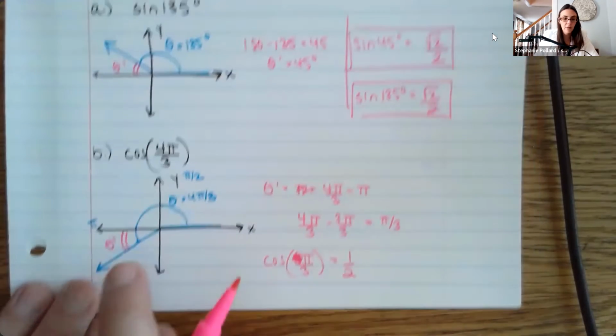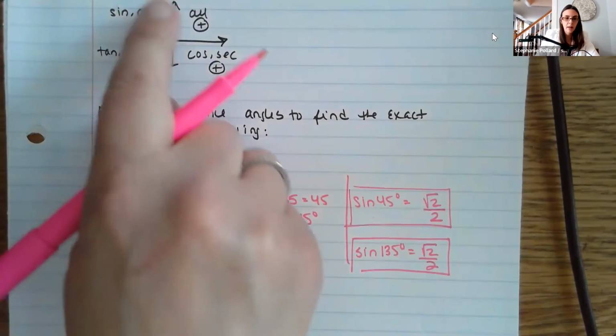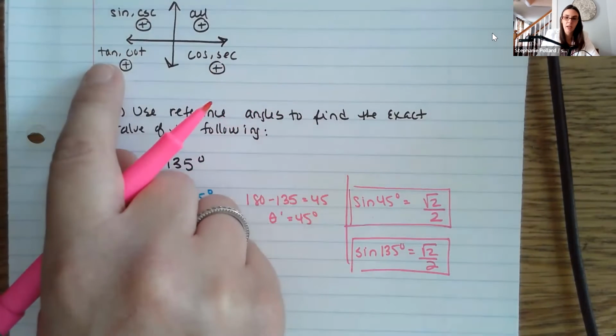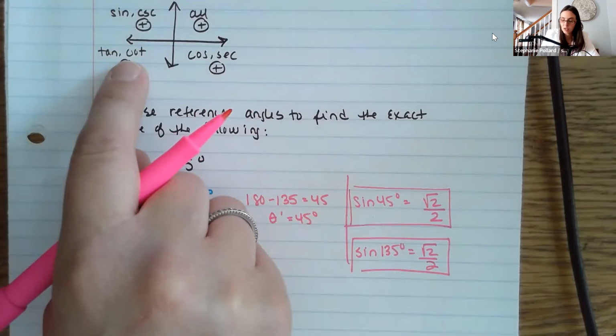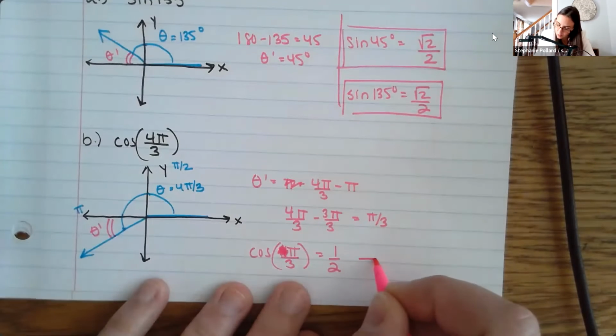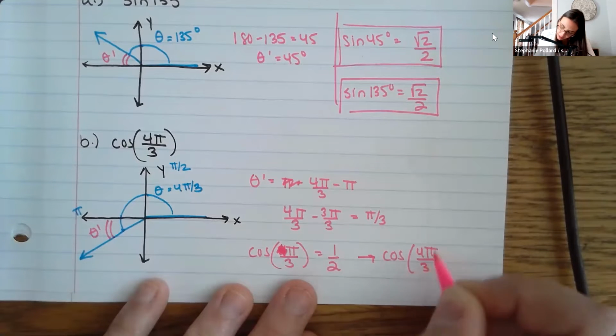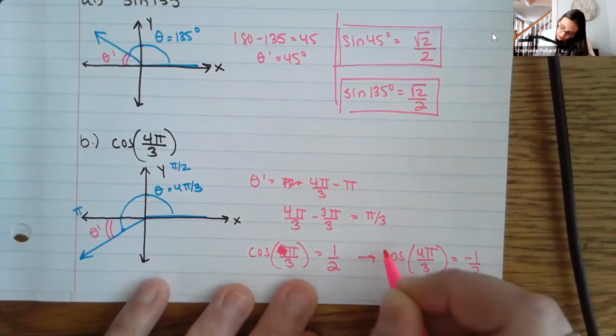Now, be careful, our original angle was in the third quadrant. And if I go up here, in my third quadrant, only tangent and cotangent are positive, which means that my answer here should actually be negative. So cosine of 4 pi over 3 would actually be negative 1/2 instead.